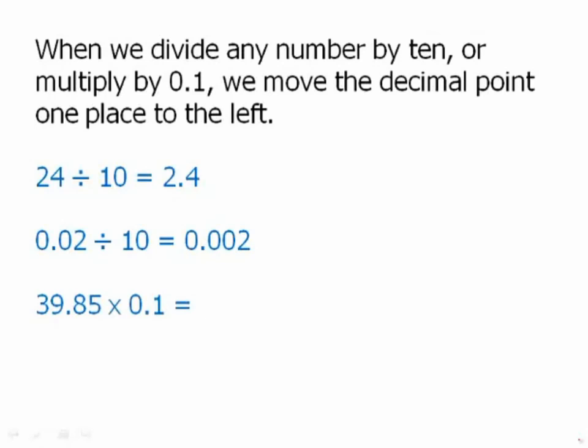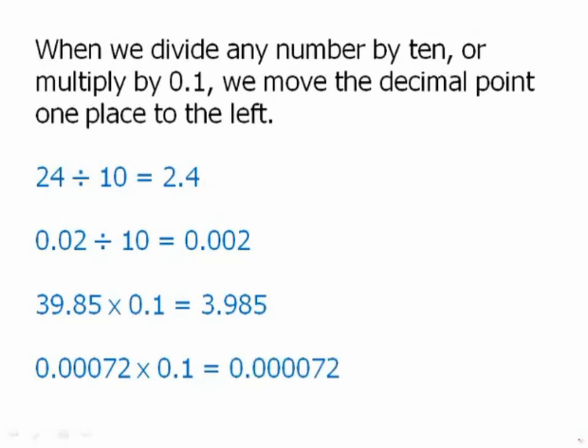39.85 times 0.1, the decimal point moves 1 place to the left. It starts out between the 9 and the 8. It winds up between the 3 and the 9. And we get 3.985. Finally, 0.00072, that is 72 hundred-thousandths. That has 3 place holding zeros. When I multiply by 0.1, we move the decimal point 1 place to the left. We wind up with 4 place holding zeros, 0.000072.